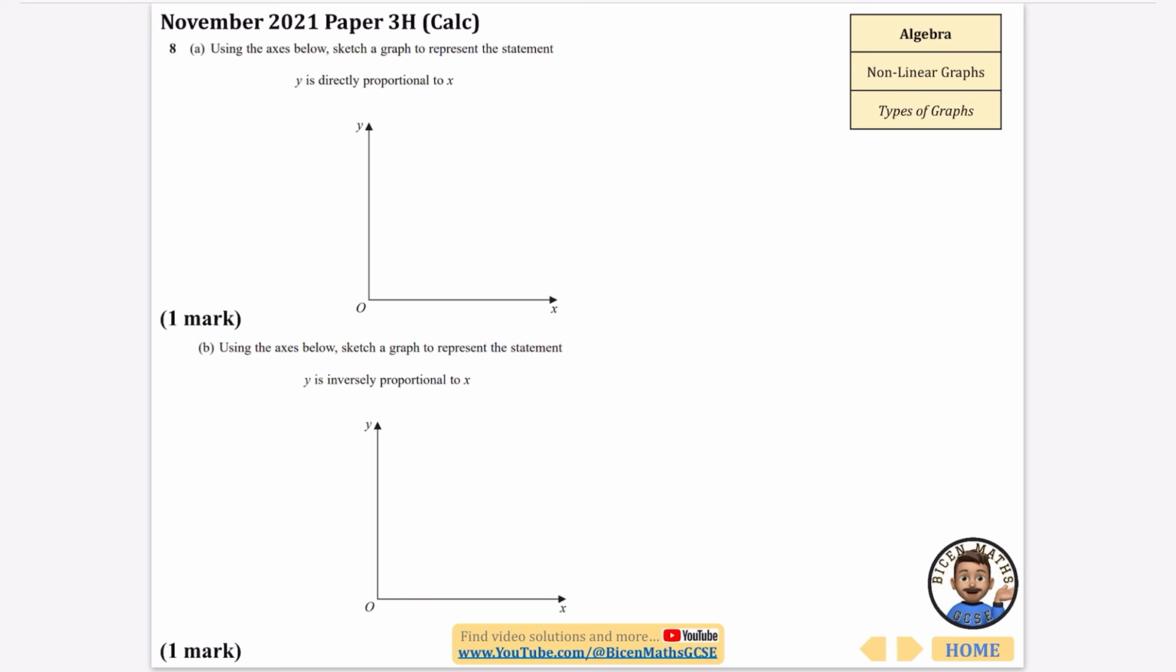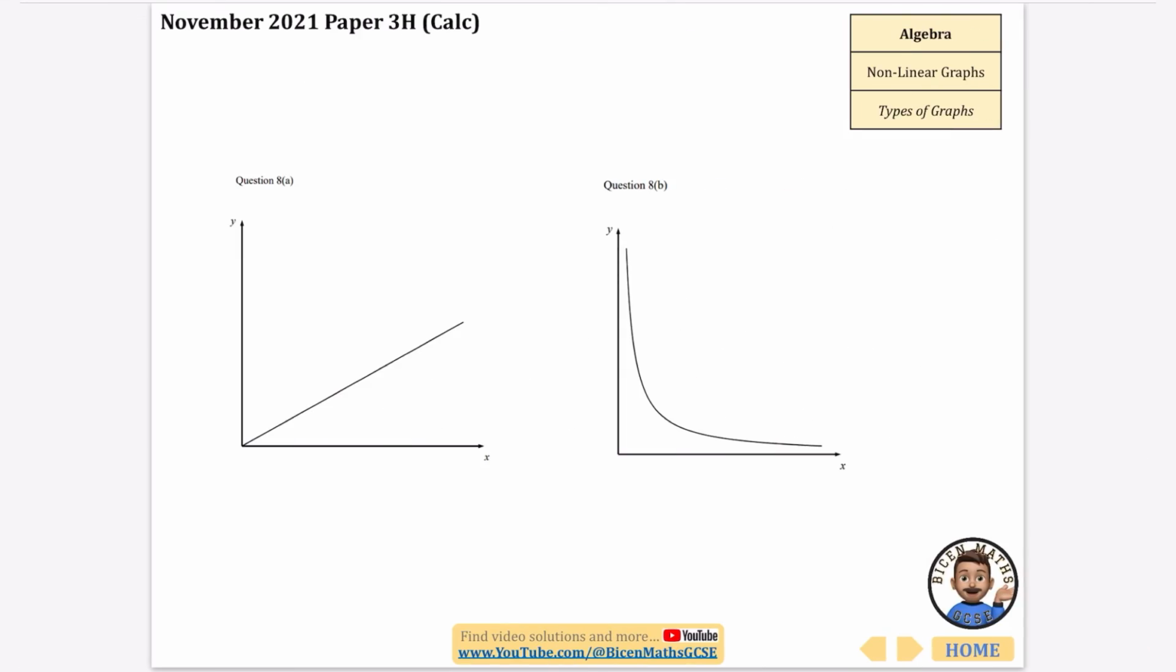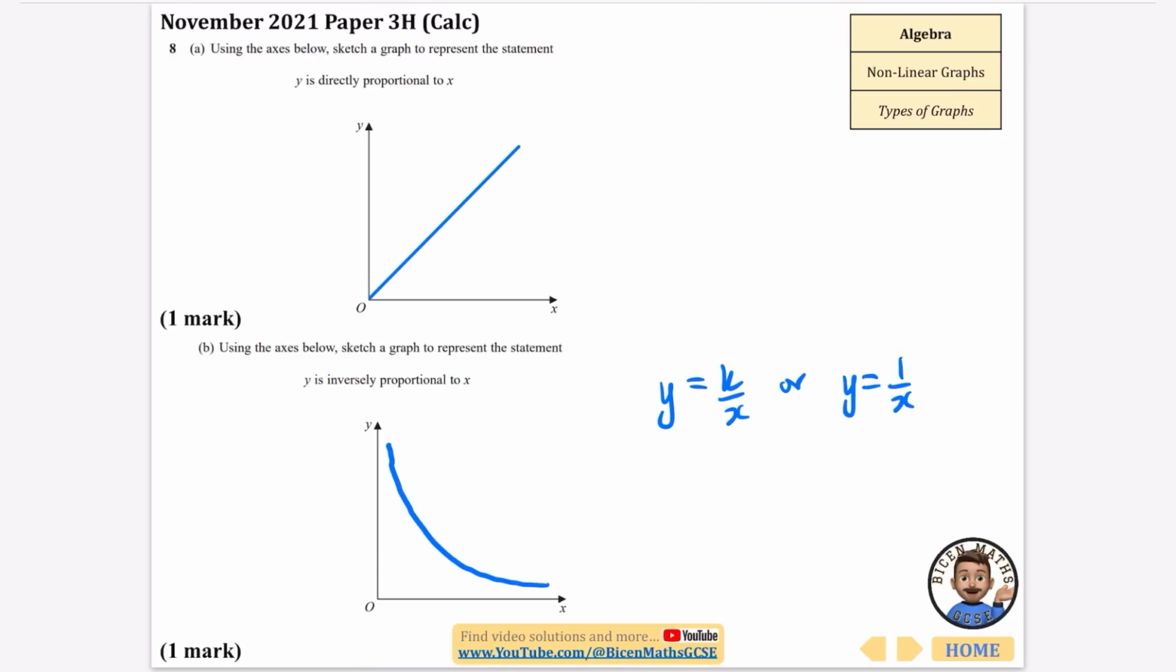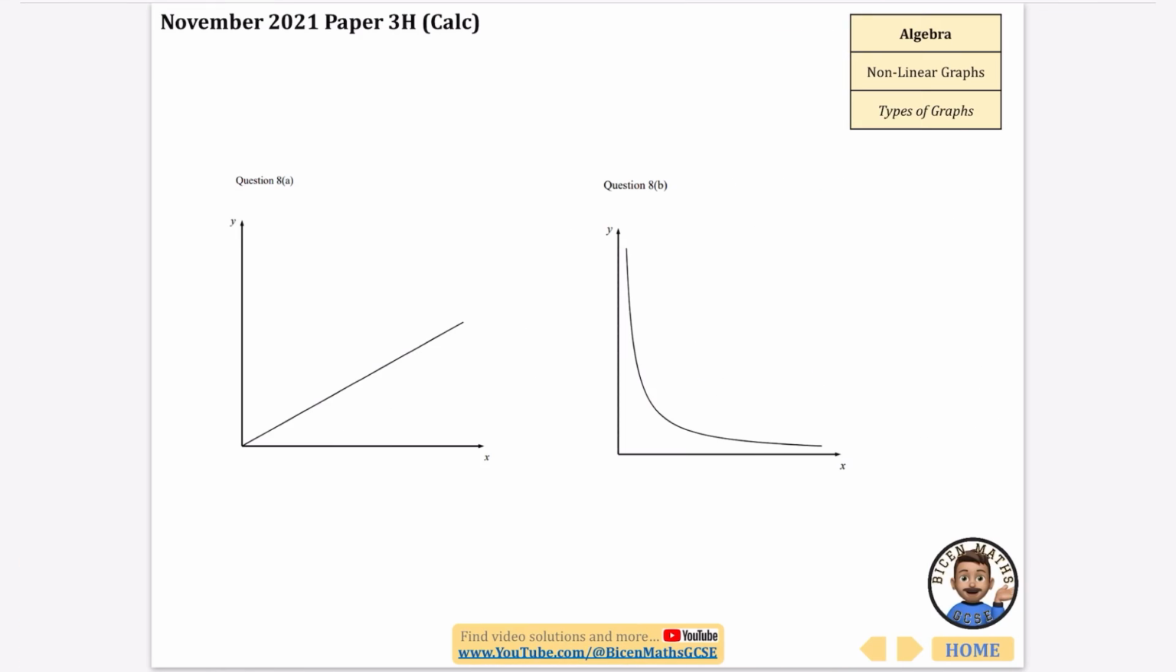This time they want us to do some sketching, so it says show that y is directly proportional to x. They just need to have a straight line like that, and it should be going to the origin, so I'll do that here. And then inversely proportional, that means that y equals k over x, or we could just think of it as y equals 1 over x. So it's a reciprocal graph that just looks like this. Now, I'm really bad at drawing these smoothly. They always seem to have a shake in them, but that kind of shape is what we're looking for. So mine doesn't look exactly like that, but I guarantee that would be giving you the marks as well.